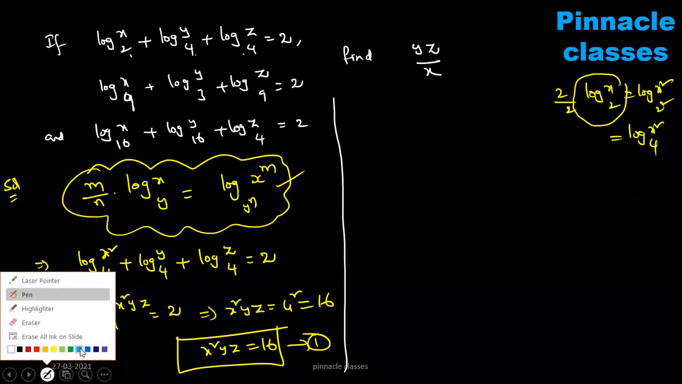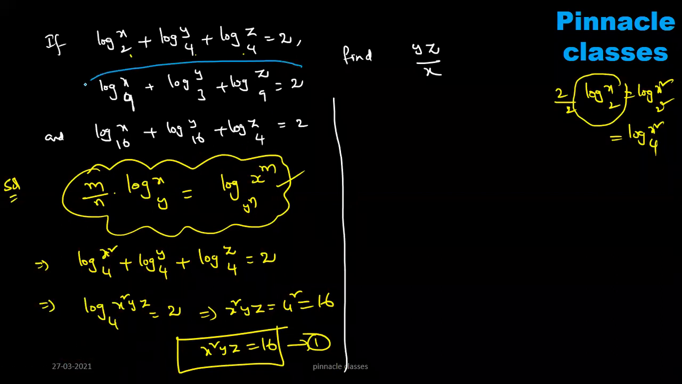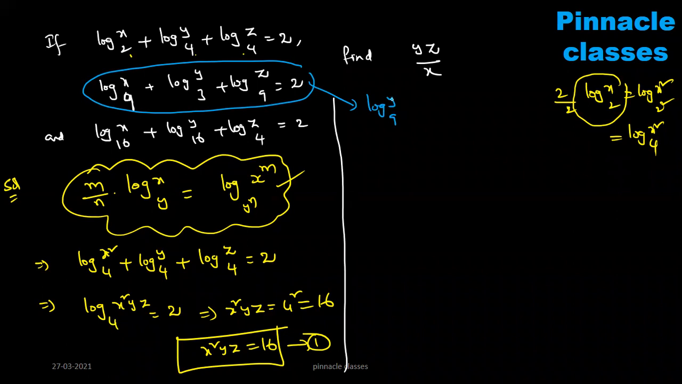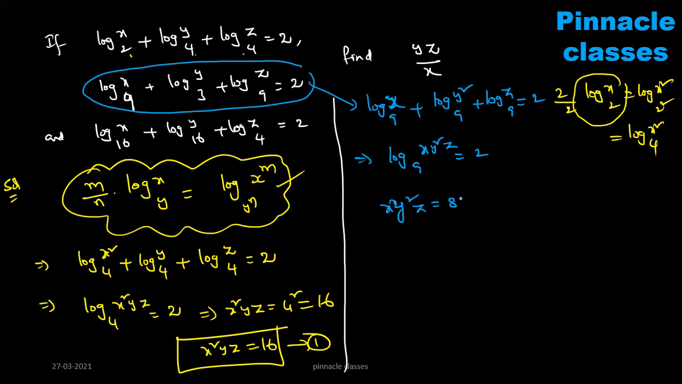What about the second equation? Can you guess? How do you write the second equation here? See, multiply and divide with 3. Log x to the base 9 plus log y square to the base 9 plus log z to the base 9 is equal to... So bases are equal, so logarithm of x y square z to the base 9 is equal to... x into y square z is how much? 81.